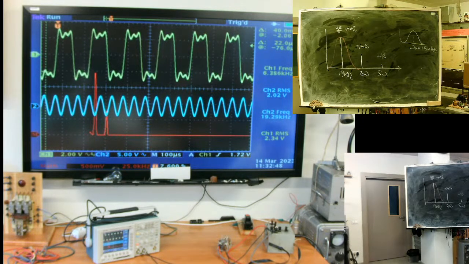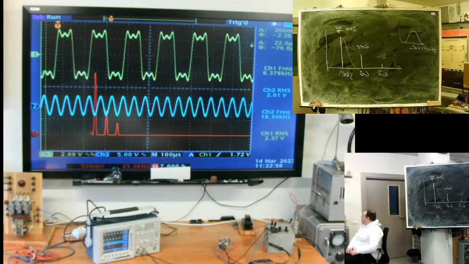Something like this. What's going on now? The input signal has a frequency of approximately 6.4 kilohertz. See? The output is an ideal sine with a frequency of 19 kilohertz. How can we explain this? Do you have any idea?